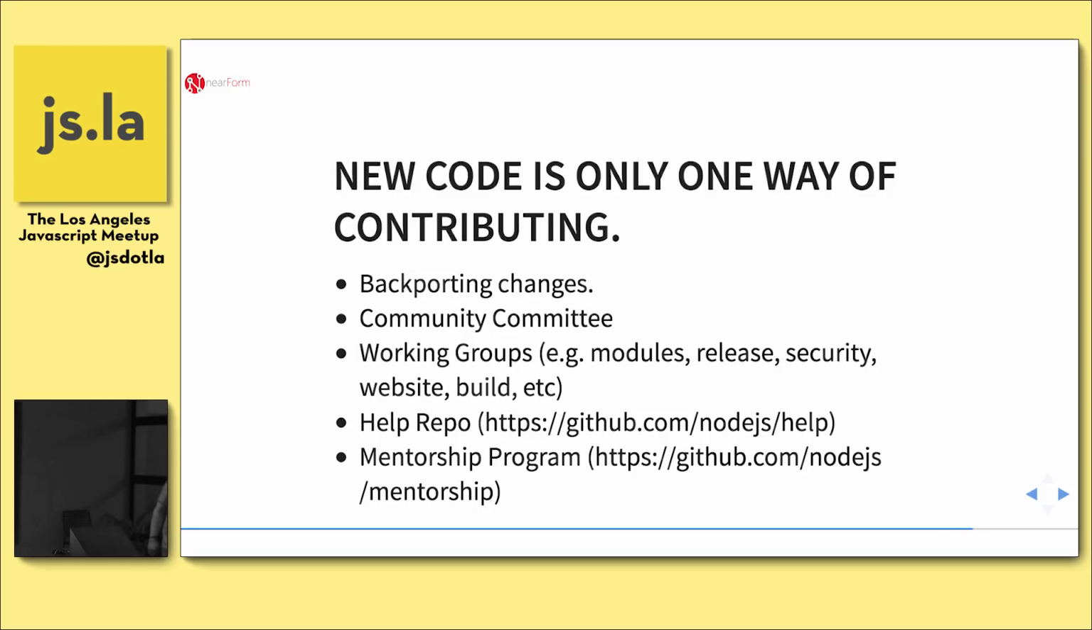Let's see. This is important. Code isn't the only way to contribute, and we're working on better ways of measuring this. Right now, we don't have great ways of measuring anything outside of code because GitHub does it for us. It tells us how many commits somebody has and that kind of thing. There's other ways of contributing.